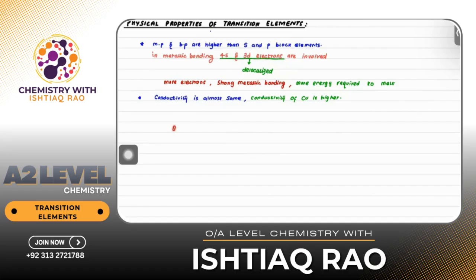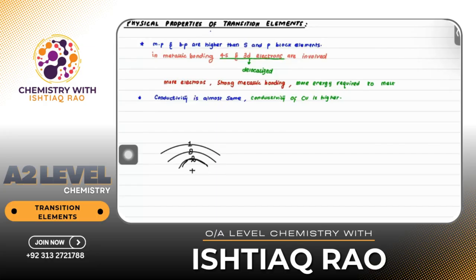Let's talk about sodium and chlorine to get an idea. It would be more clear. Sodium is 11 and chlorine is 17. If you draw the electronic configuration of sodium, it would have three shells. Let's say this is the nucleus. The first shell has two electrons, the second shell has eight electrons, and the third shell has one electron.